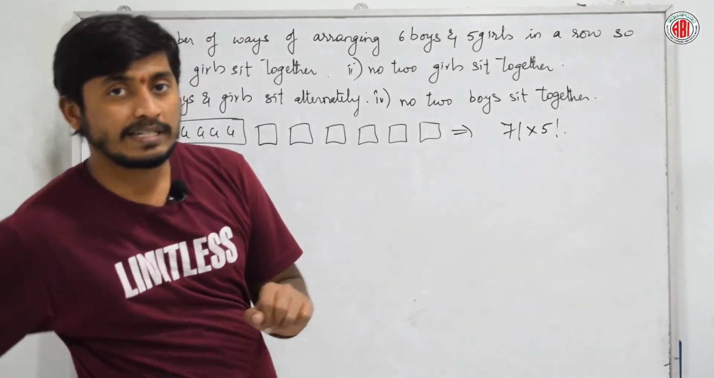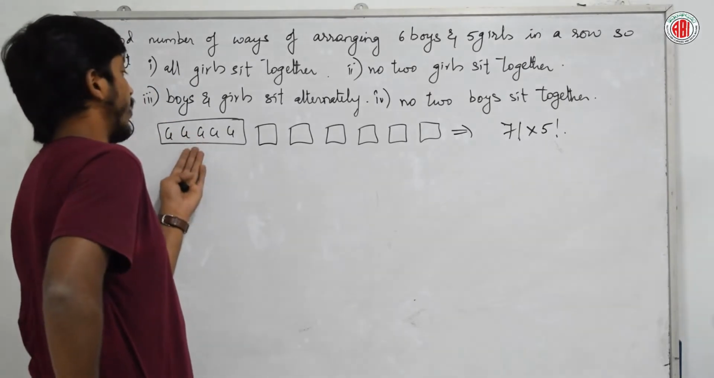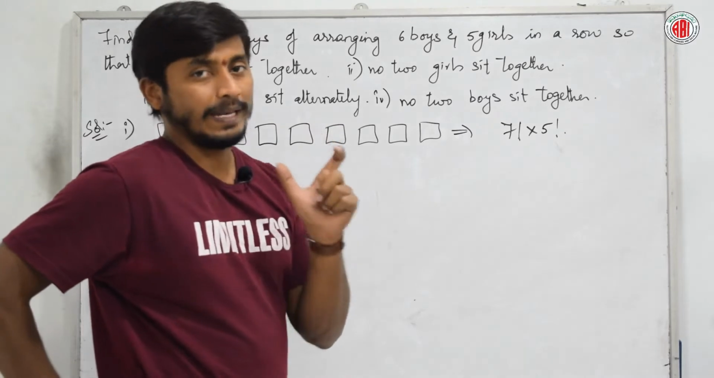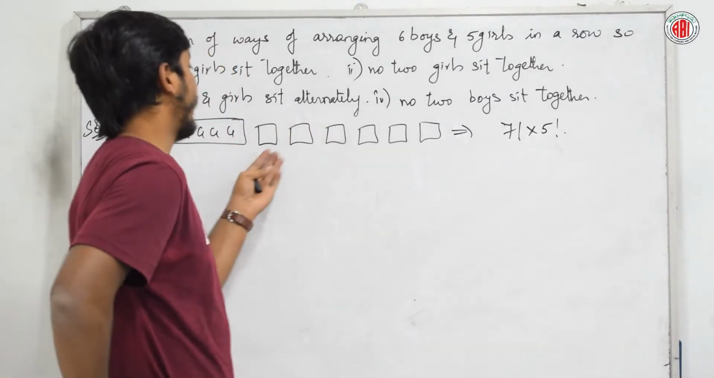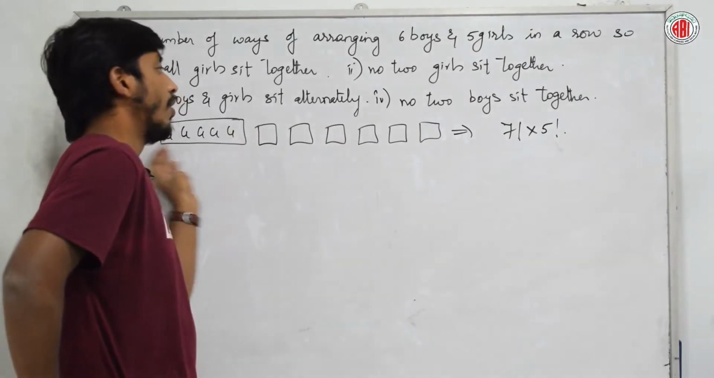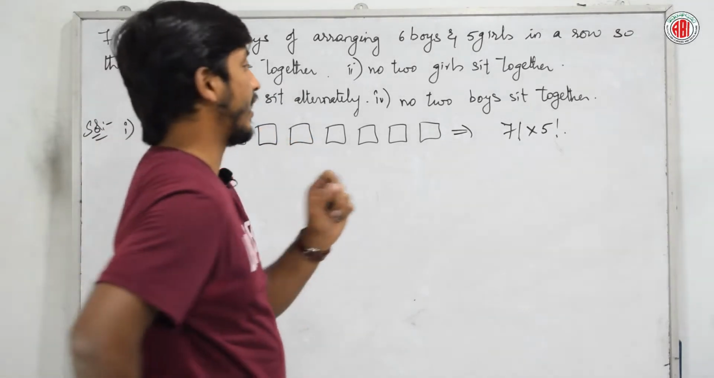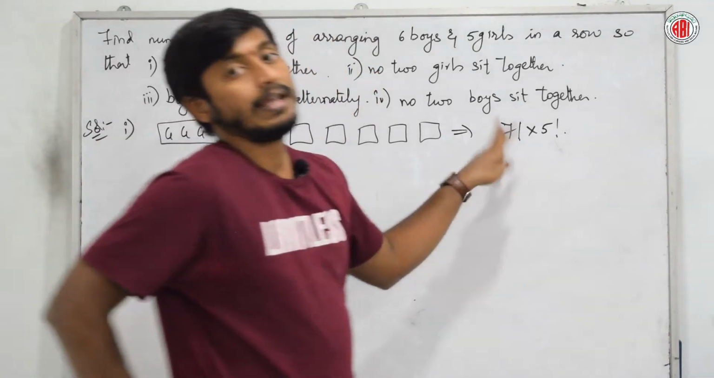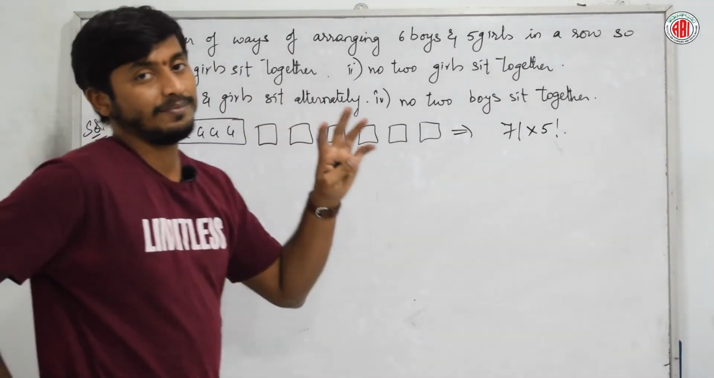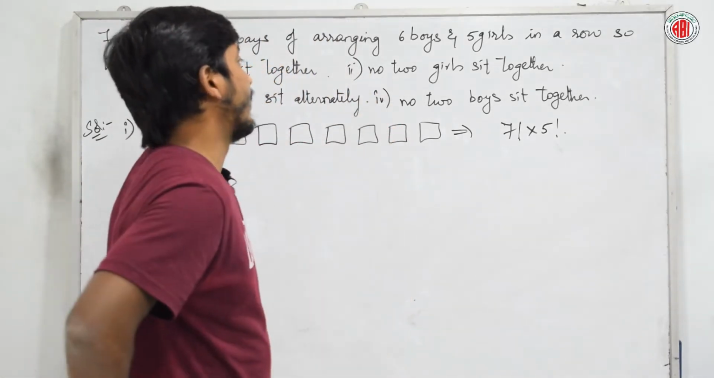Clear? Once again, we have considered the whole set of girls together as a single object, so we can place them in a single place. We have 6 boys and 1 group of girls, so all together 7 objects in 7 positions. Obviously that is 7 factorial. Again, the 5 girls sitting in the single box can be arranged among themselves, so it is 5 factorial. Done? Fine. Look at the next question.